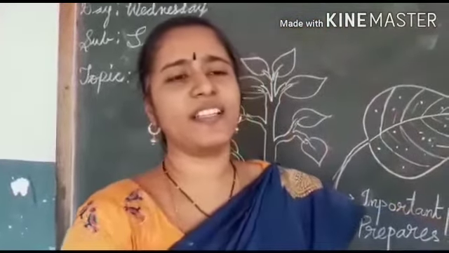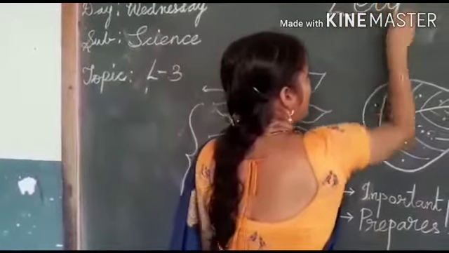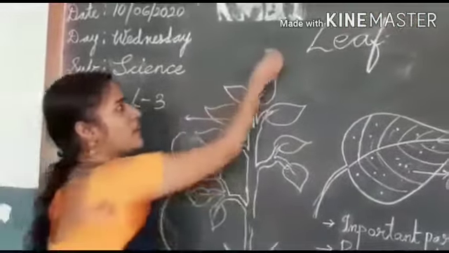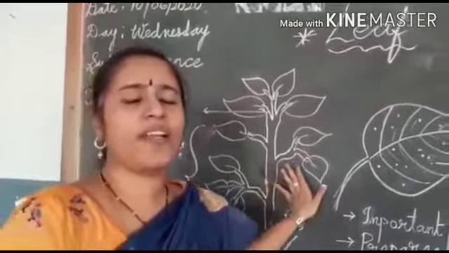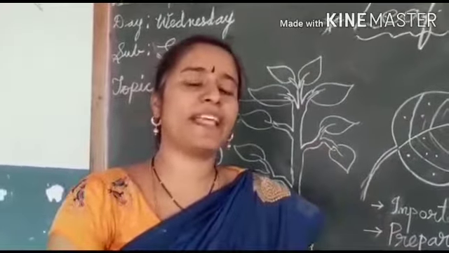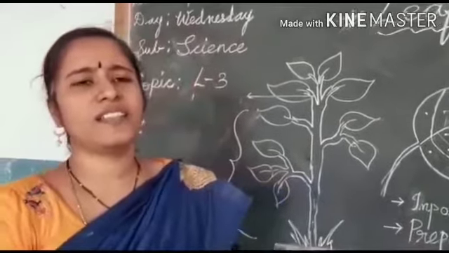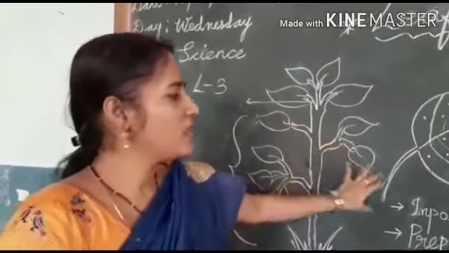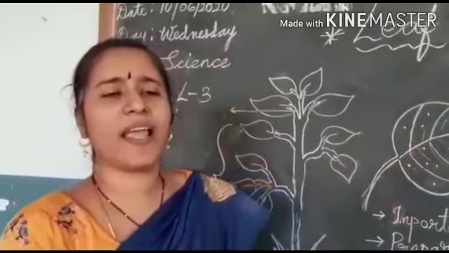Okay, you already learned in lesson 2 now, children. So in this lesson we will learn about the leaf. Our topic today is lesson 3, leaf. In this lesson you will learn in detail about the importance of the leaf, what the functions of the leaf are, and how it plays an important role in preparing food for the plant. Everything you will learn in this lesson. First we will learn in detail about the uses and importance of the leaf, and how it differs in size, shape, and texture.